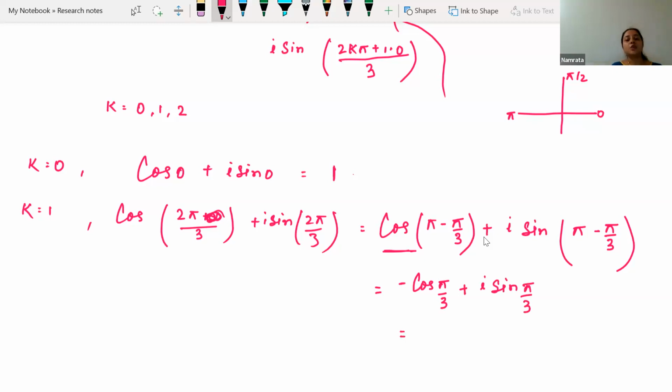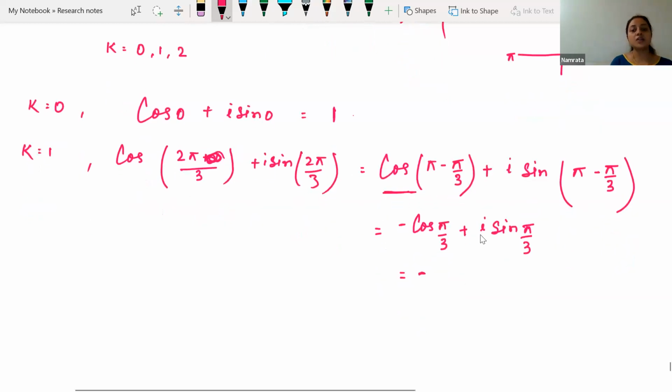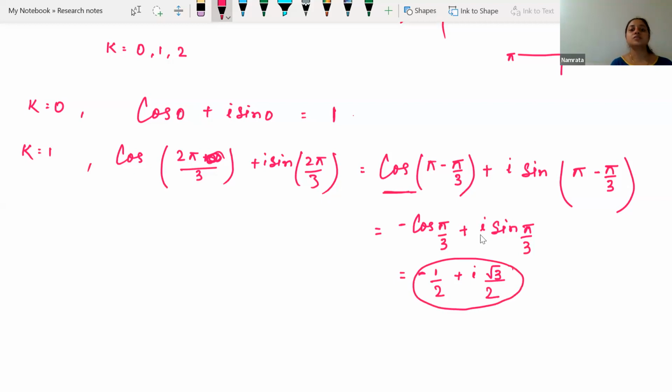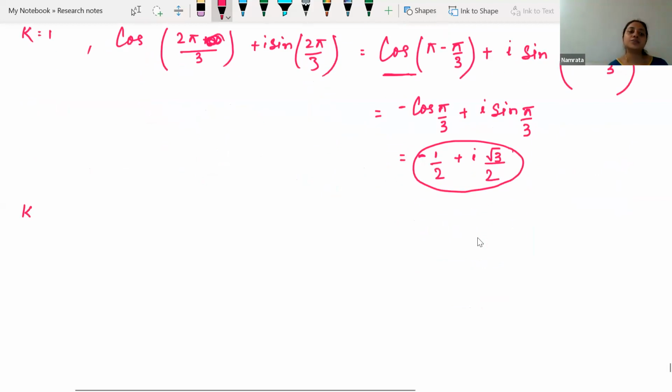Now pi by 3 means what? 60 degree. Cos 60 degree is what? 1 by 2. And sin 60 degree? Root 3 by 2. So we got this one as a second answer, this one as a first answer. Let's find the third answer when k is equal to 2.